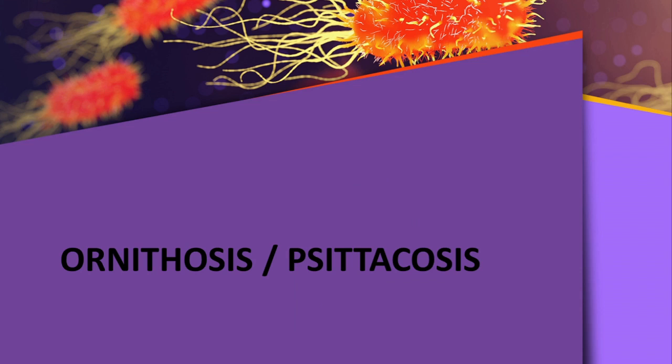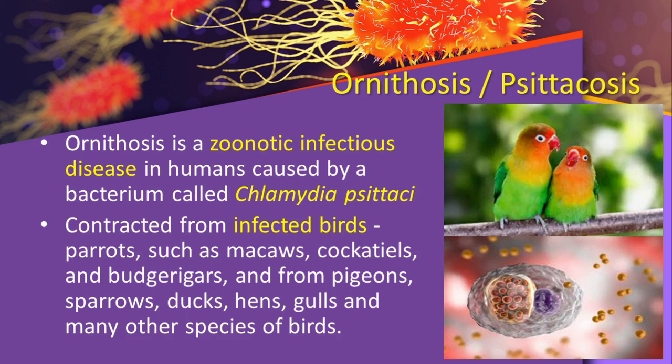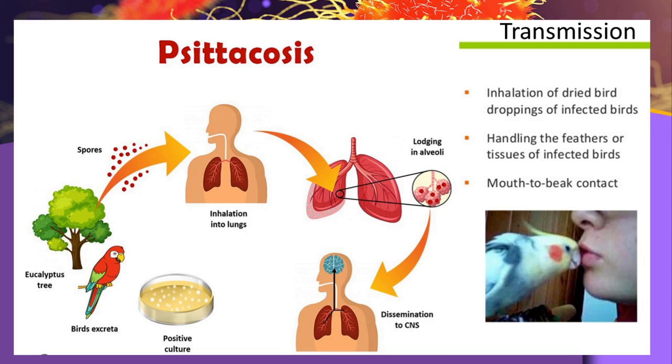The last bacterial disease that we have to discuss is ornithosis or psittacosis. It is a zoonotic infectious disease which is caused by the bacterium Chlamydia psittaci. It is transmitted from infected birds, that is pet birds. So it is a zoonotic infectious disease. This is the slide showing the transmission of psittacosis.